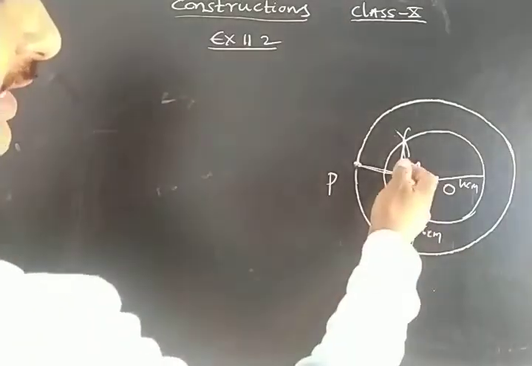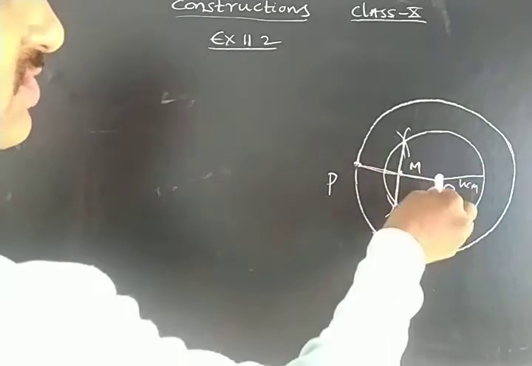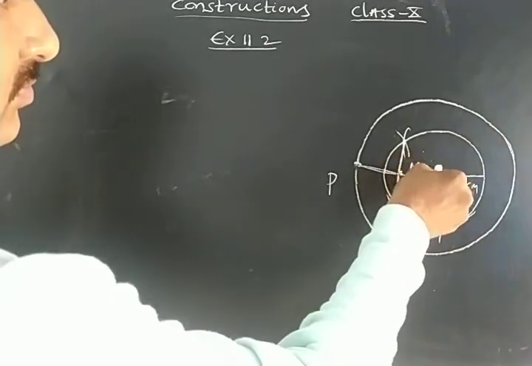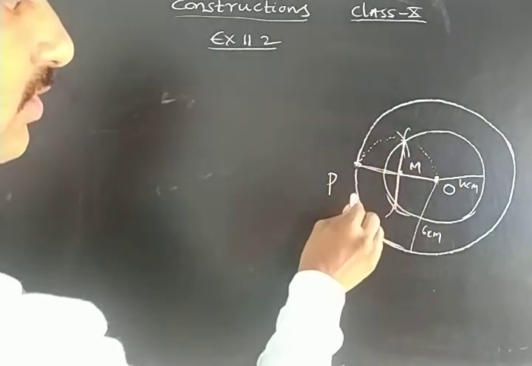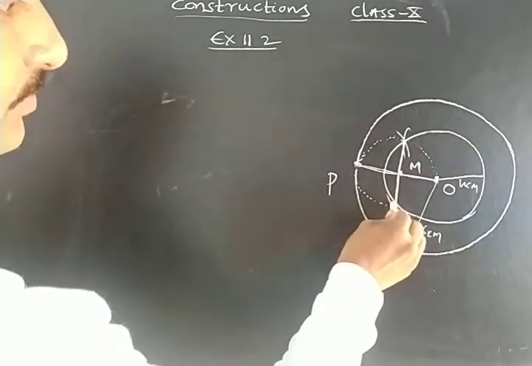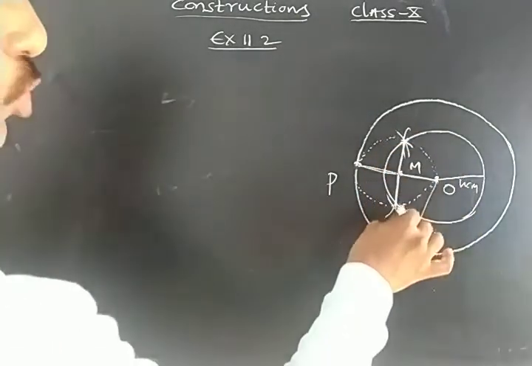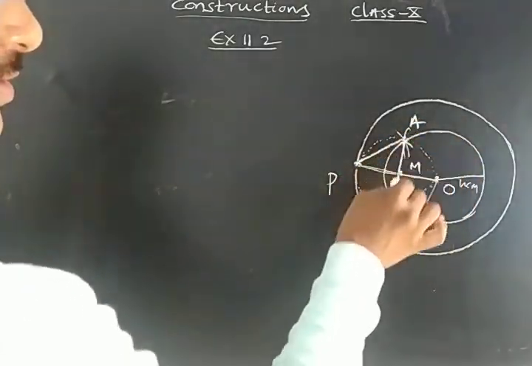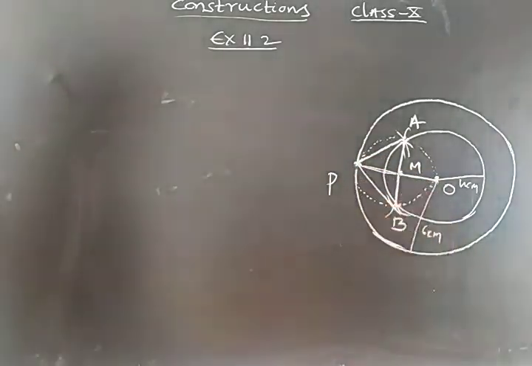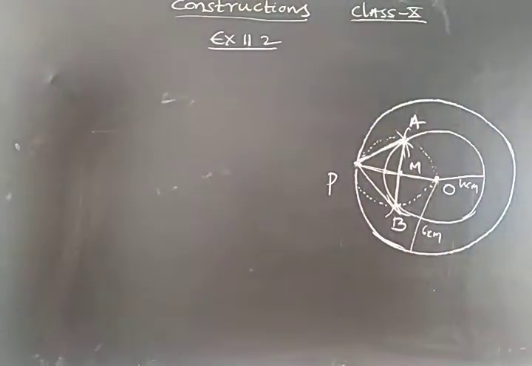Then taking M as center and MO as radius, draw one circle like this. I am drawing a dotted circle. It will meet the smaller circle at two points. Take those points as A and B. Join PA and PB. Now these are the required tangents to the smaller circle. So this is the construction.